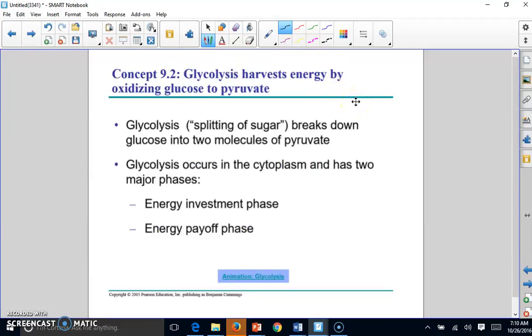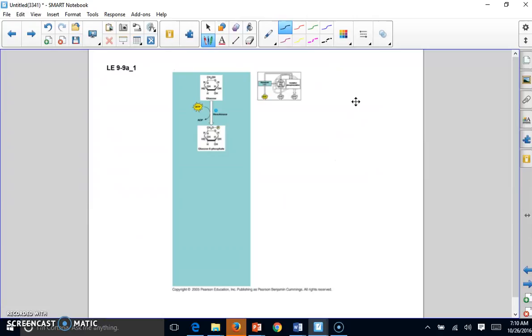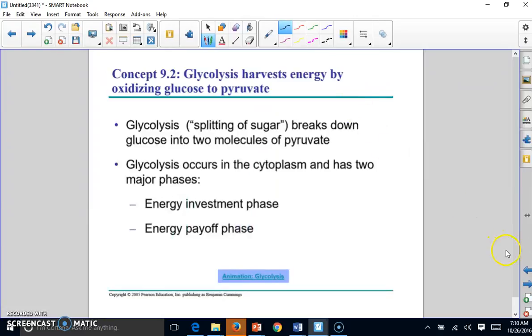Okay, so now we have glycolysis, and if you remember anything about glycolysis, you remember that glycolysis occurs in the cytoplasm, and it essentially is when you take glucose and split it into two molecules of pyruvate. So this is glyco, which sort of means glucose, and then we have lysis, which means to split. And so glycolysis means the splitting of sugar, and you split it into two molecules of pyruvate.